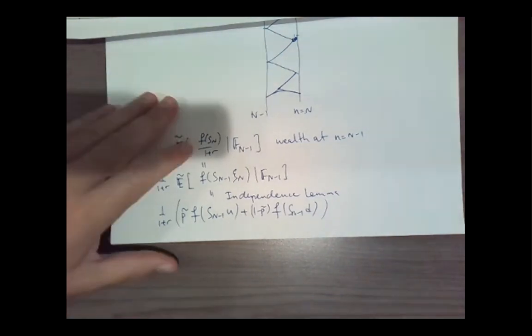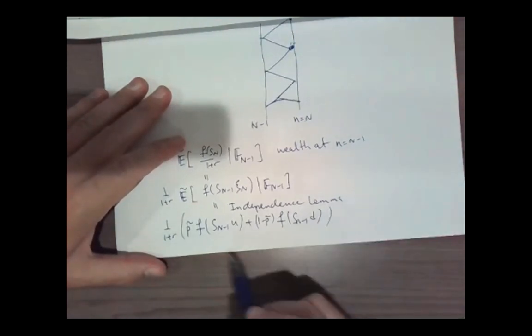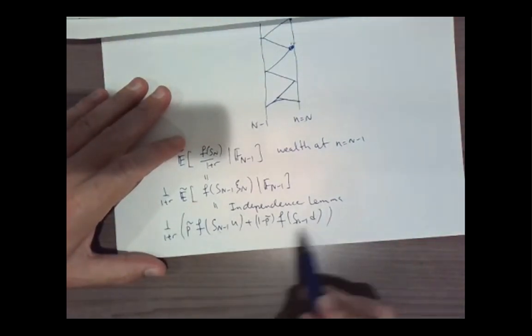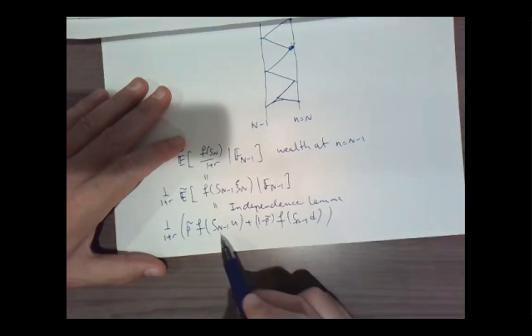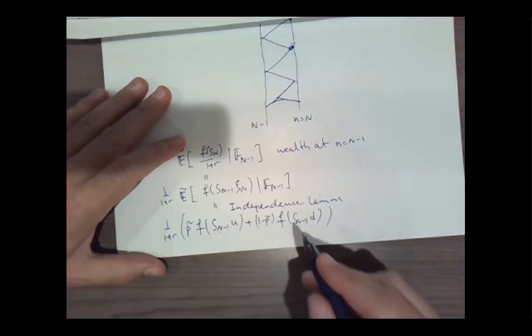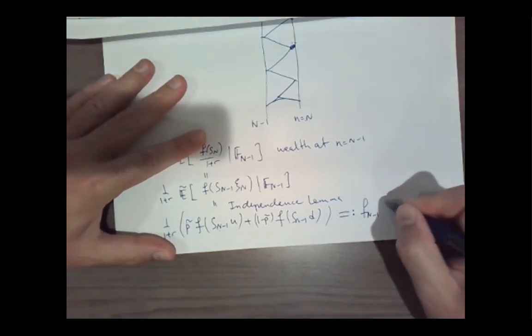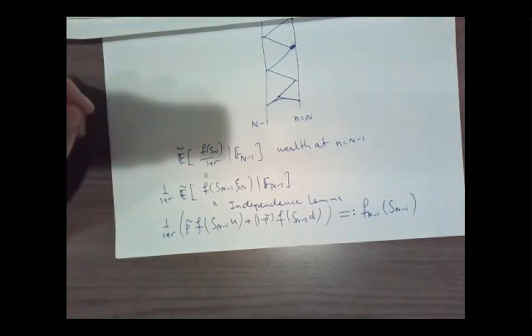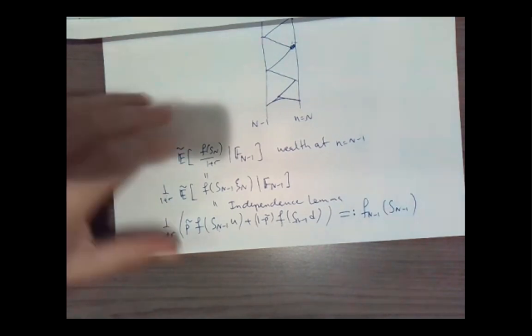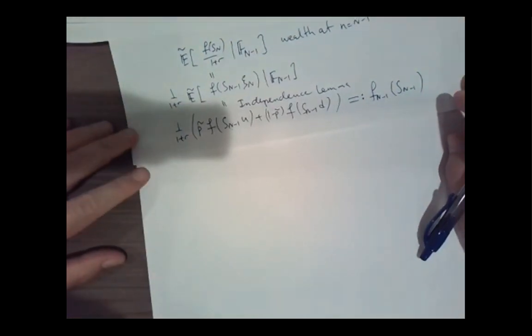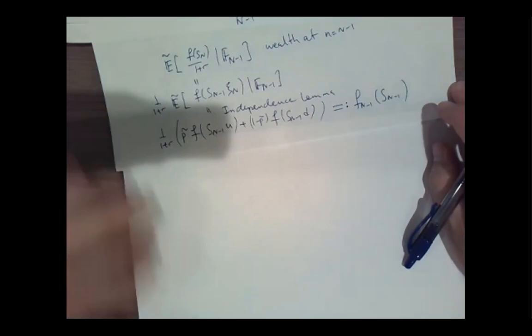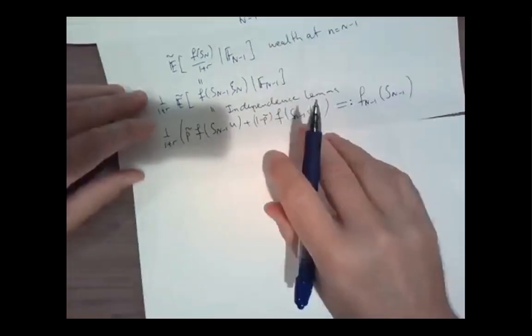So we got ourselves, this here is now a function of the random variable Sn minus 1. The wealth at time n minus 1 is a function of Sn minus 1, right? So we can call this thing here Fn minus 1 of Sn minus 1. So how do we get the wealth at time n minus 2? Well, then you go one step further back.